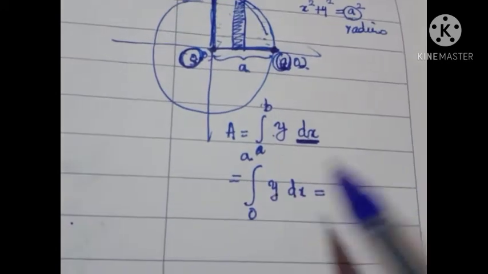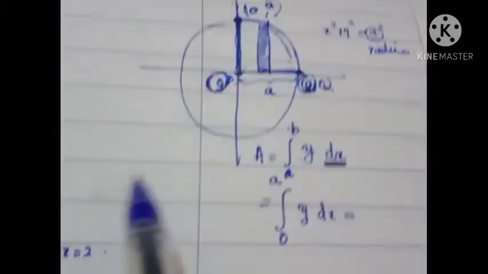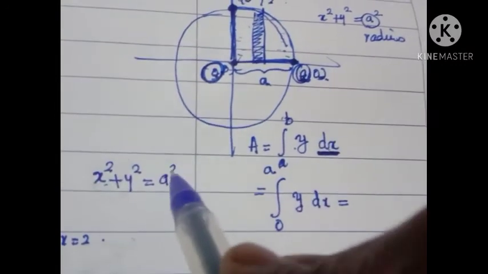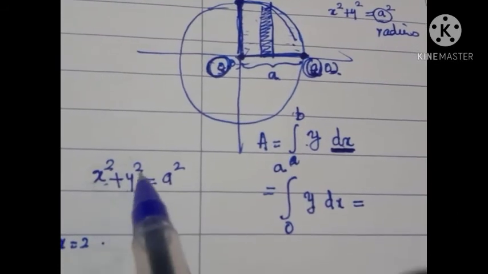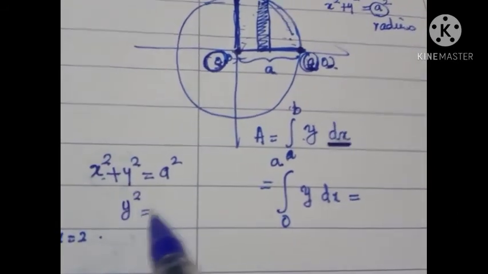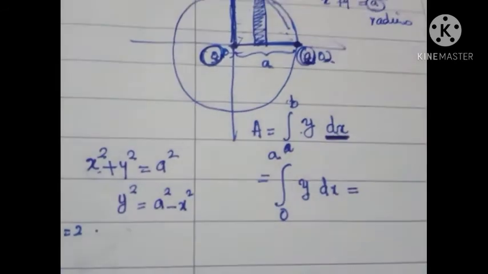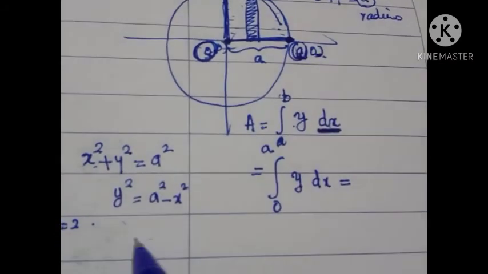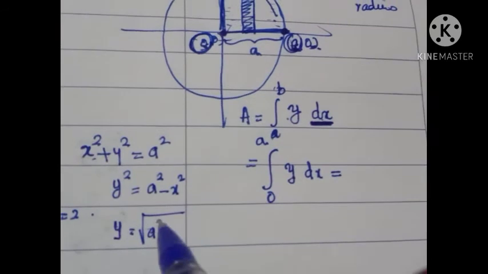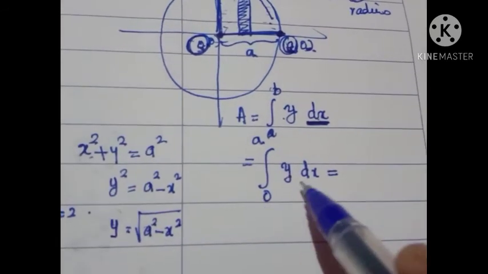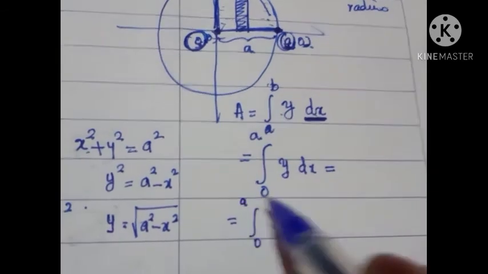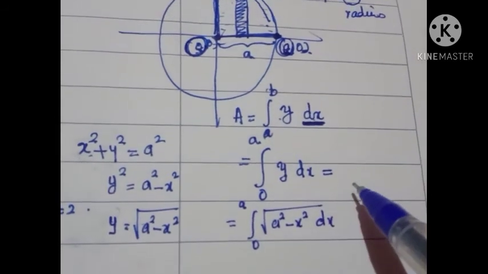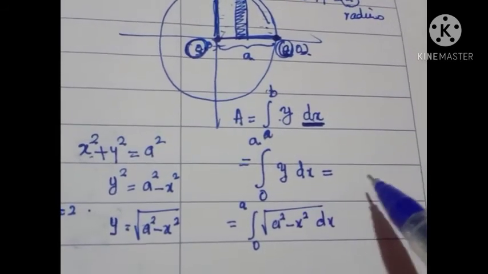Now find what is y. To get y, consider our curve. What is our curve? x square plus y square equal to a square. From here we need to find the y value. So y square equal to a square minus x square, and therefore y equals root of a square minus x square. Put this value here. So integral from 0 to a of root of a square minus x square dx.